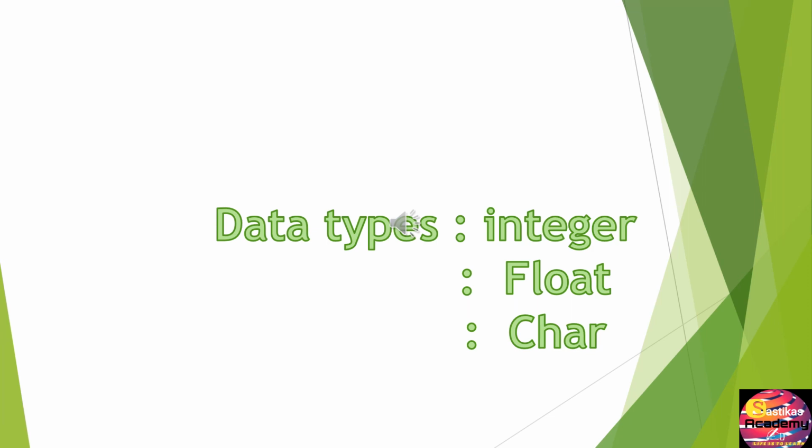Data types in C. We already saw data types previously, such as integers, which are whole numbers. When assigning variables, we use the data types. Integer is a data type, float is a data type, and character is a data type.